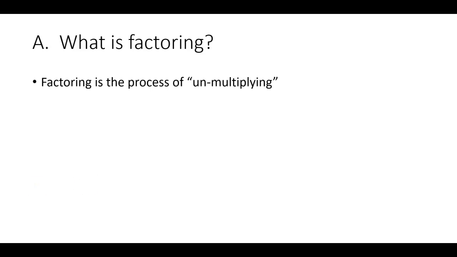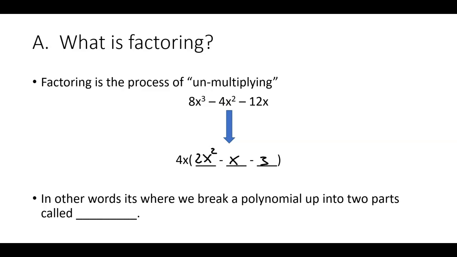So here we go. Factoring is the process of unmultiplying something. So if you have this, you would break it apart into what we had earlier. I guess we'll fill in those blanks again. What was that? It was 2x squared minus x minus 3, right? In other words, it's where we break a polynomial up into 2 parts, and each of those parts are what we call factors. Okay? So this is a factor, and this is a factor.